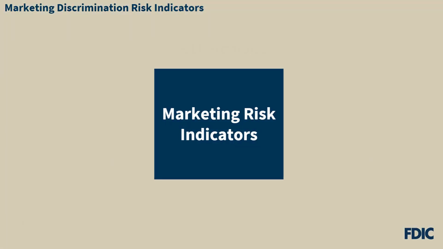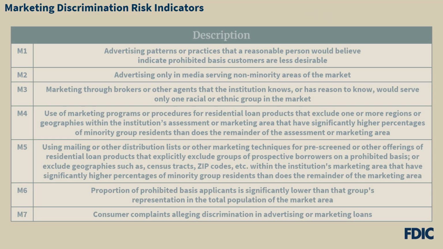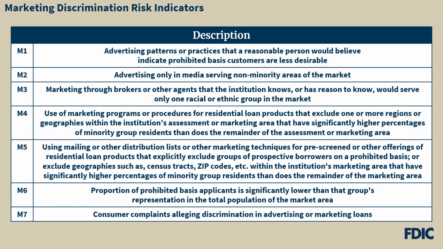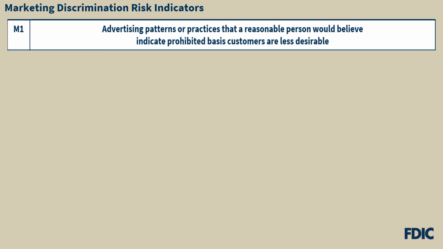Now let's discuss 7 types of marketing discrimination risk as outlined in the interagency fair lending examination procedures, which are listed as M1 through M7, where the M stands for marketing. These indicators represent areas that may warrant further review to mitigate fair lending risk. Let's begin with M1, which is advertising patterns or practices that a reasonable person would believe indicate prohibited basis customers are less desirable.